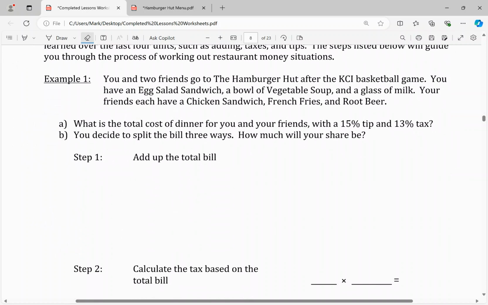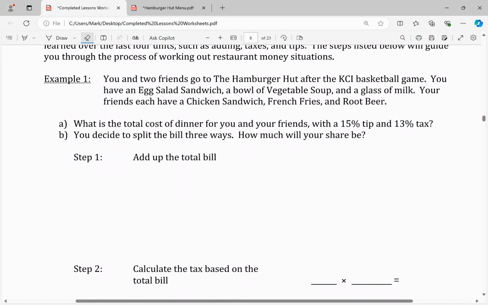Example 1 is the following scenario. You and 2 friends go to the Hamburger Hut after the KCI basketball game. You have an egg salad sandwich, a bowl of vegetable soup, and a glass of milk. Congratulations on being healthy. Your friends, however, each have a chicken sandwich, French fries, and a root beer. What is the total cost of dinner for you and your friends with a 15% tip and 13% tax?